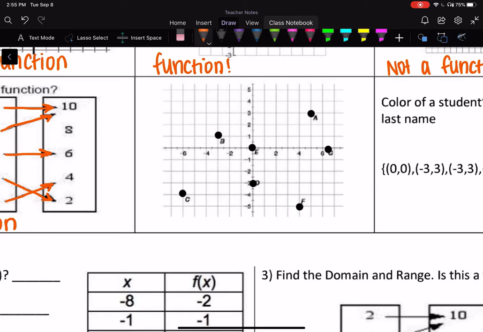For the next one, we're going to check to see if I have any vertical lines that hit more than one point. Immediately, when I draw a vertical line on the y-axis, I see that it hits more than one point, therefore it is not a function.